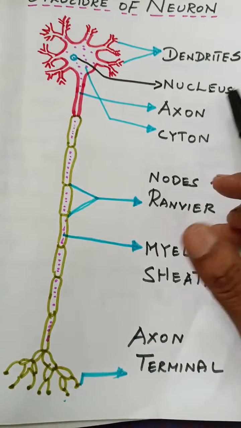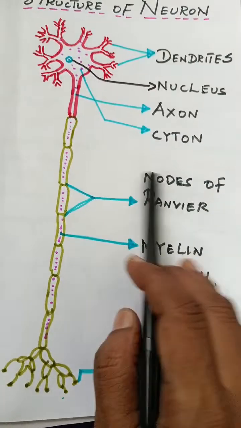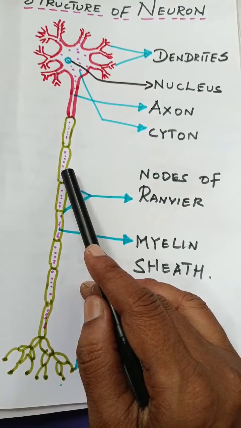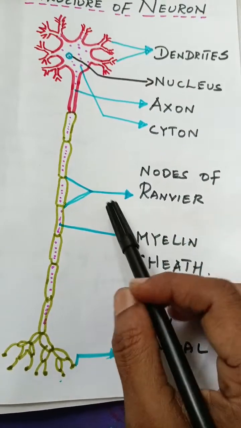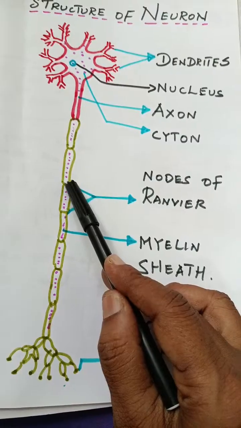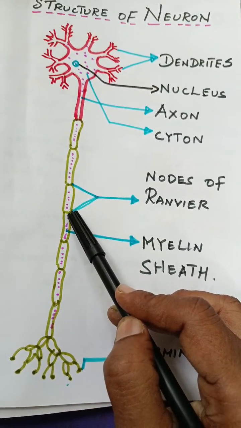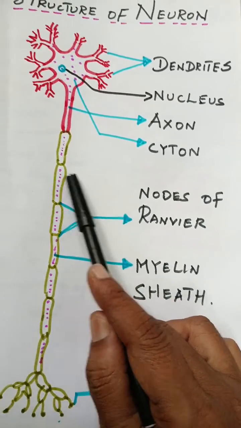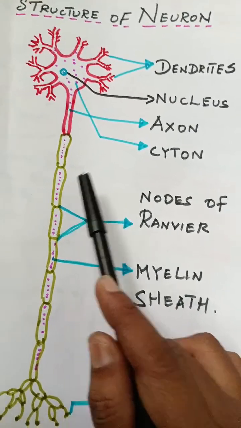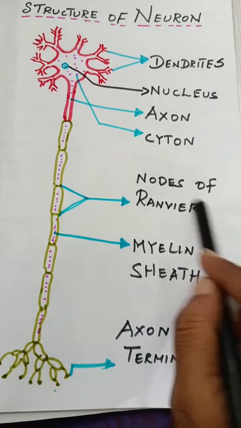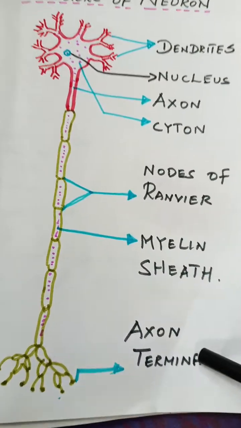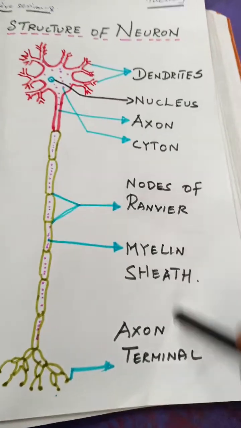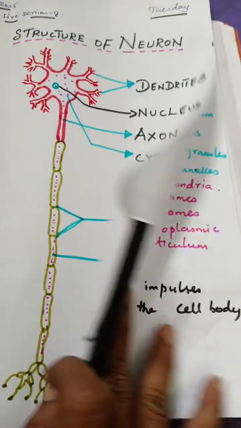Okay, if you see, there are nodes of Ranvier. Node means what? Like in a leaf structure, a plant structure, have you studied? There will be nodes and internodes. Similarly, in the axon also, we have nodes. The space between one myelin sheath and another myelin sheath is known as the node, and this interspace is known as the internode. Clear? And this myelin sheath will protect the axon, and you have the nerve terminal, that is the axon terminal. Okay, so this is the structure of the neuron, and we studied one by one.